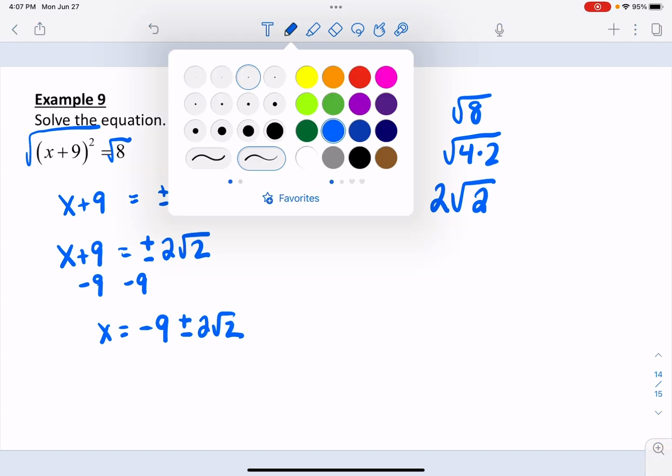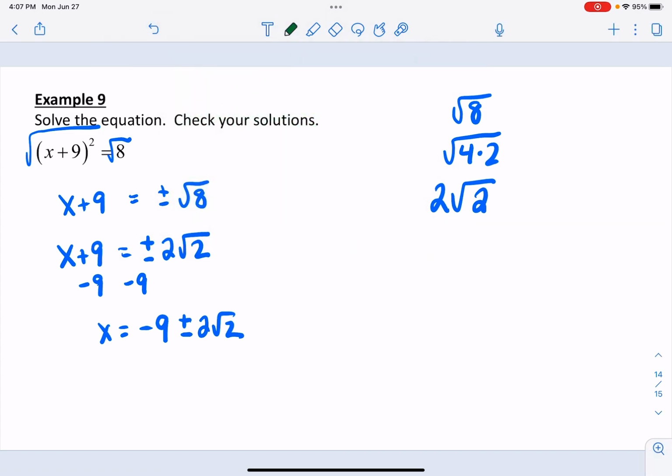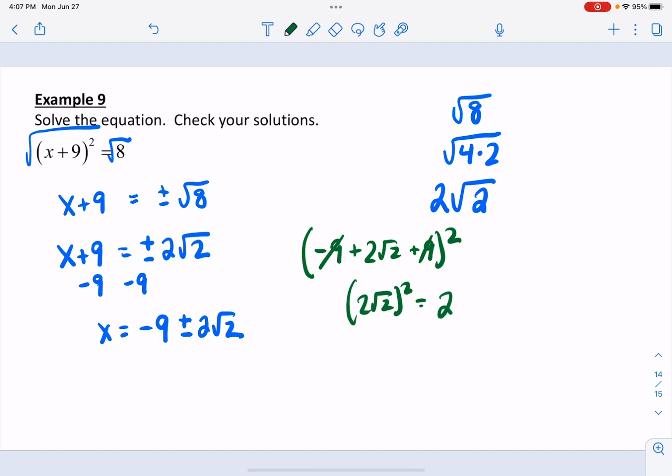I'm going to power through checking. I'm going to check it in green. So if I plug in for x, negative 9 plus 2 root 2 squared. Oh, I forgot to add in the plus 9 squared. So that was just my x. That 9 and that 9 cancel. So I have 2 root 2 squared. Well, that's 2 squared, root 2 squared. So that's 4 times 2. That equals 8. So that works.